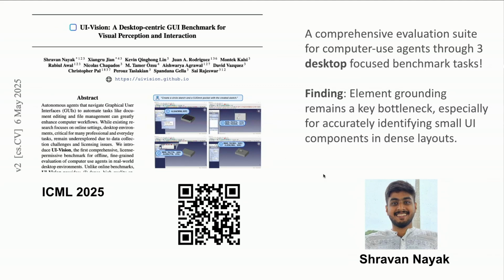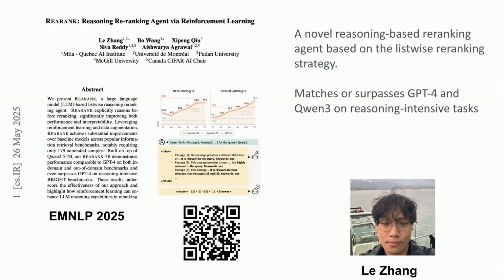And the main finding here is the grounding aspect is the most problematic aspect for these models, especially when it comes to identifying smaller regions in the interface. This is another paper led by my student Le, which will be presented at EMNLP. So here what he did was he built a reasoning-based re-ranking agent based on the list-wise re-ranking strategy. So the idea is to employ reasoning for re-ranking, using GRPO, and found that that's quite effective. So the proposed method surpasses or matches GPT-4 performance or Qwen performance on a bunch of tasks.